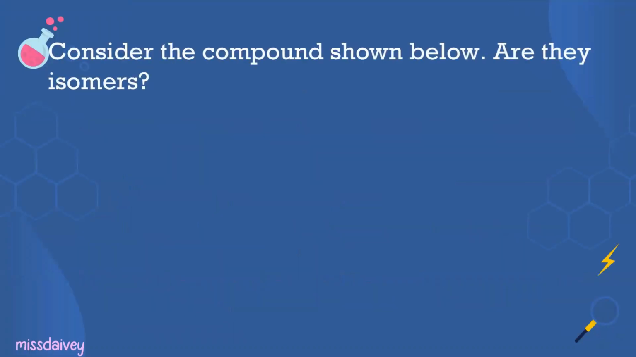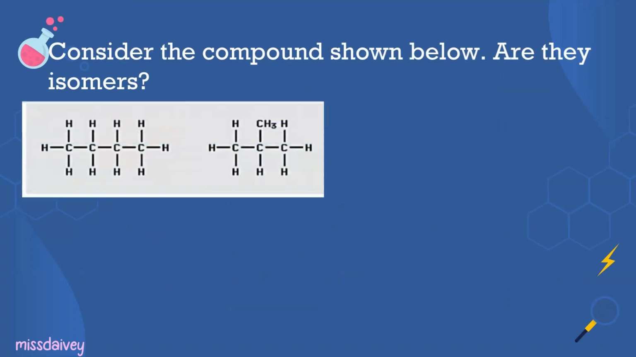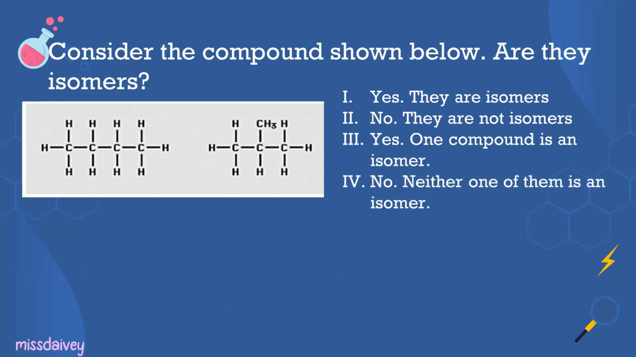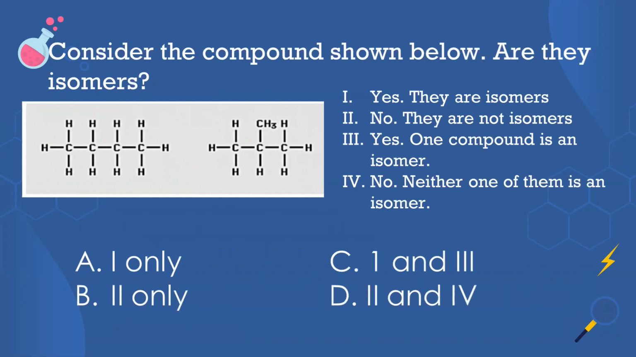Consider the compounds shown below. Are they isomers? 1, yes, they are isomers. 2, no, they are not isomers. 3, yes, one compound is an isomer. Or 4, no, neither one of them is an isomer. Is it A, 1 only, B, 2 only, C, 1 and 3, or D, 1 and 4? The correct answer here is A, 1 only.